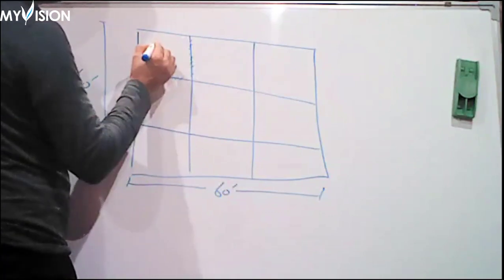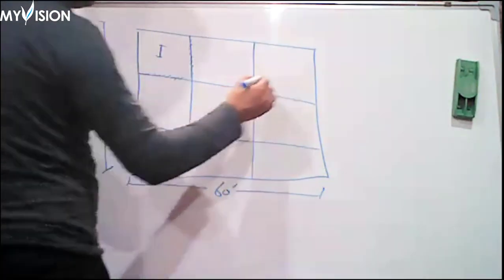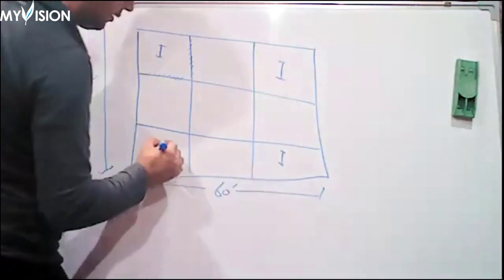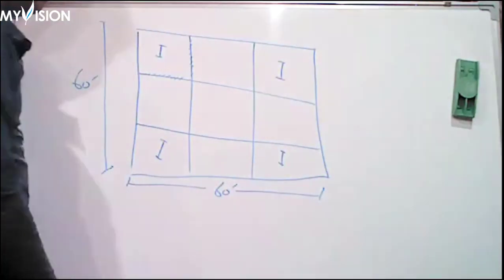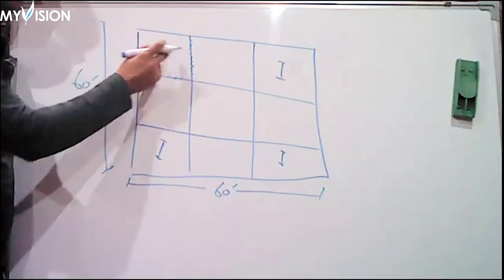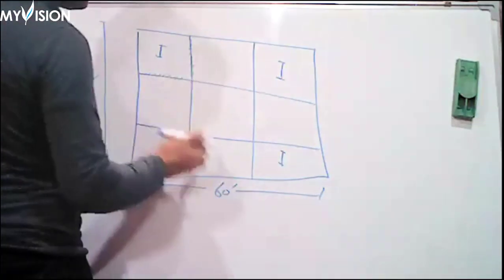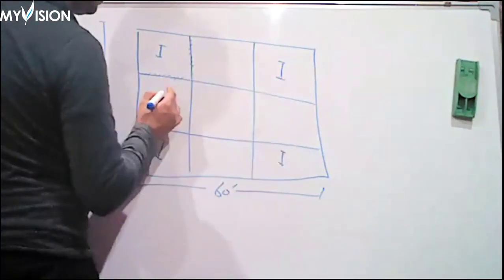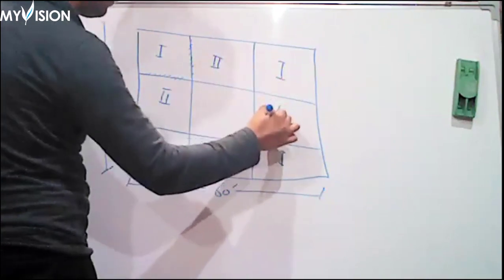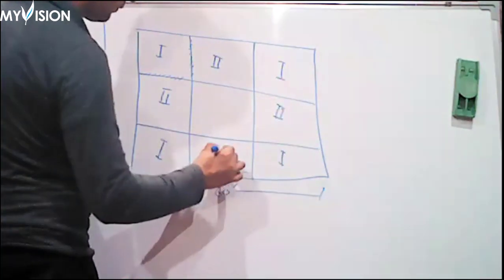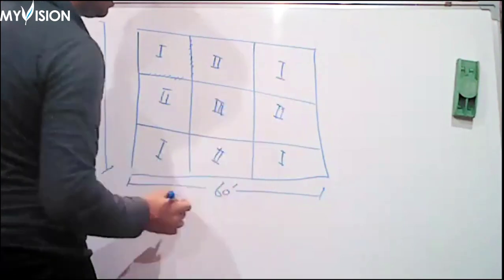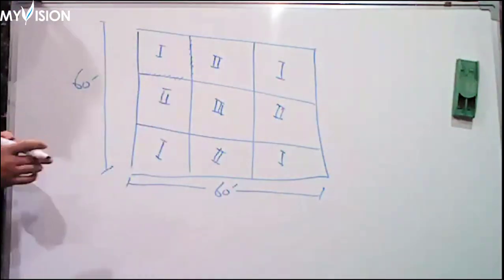So this is considered to be panel 1. This is also considered as panel 1. This is also considered as panel 1, and this is also considered as panel 1, because all the dimensions are the same, all the symmetry is the same. These 4 panels will be considered as panel 2. And this will be considered as panel 3 if you want.